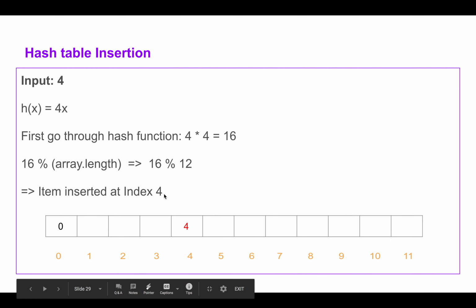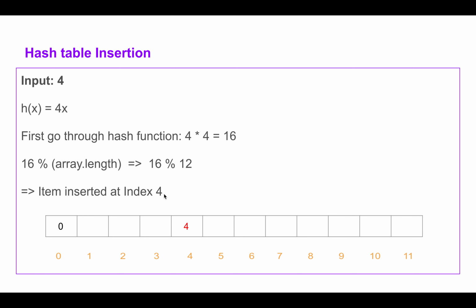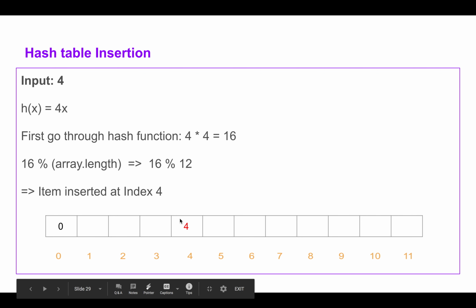Let's go on. Input of 4. This is maybe a little bit more interesting. The first thing that we do is put it through our hash function, so we have to do h of 4. H of 4 is going to give us 4 times 4, which is 16. Then what you're going to do is take 16 and mod it by the array length, 12. What's the remainder after dividing 16 by 12? The remainder would be 4, because 12 goes into 16 once with 4 remainder. We put this at index 4.